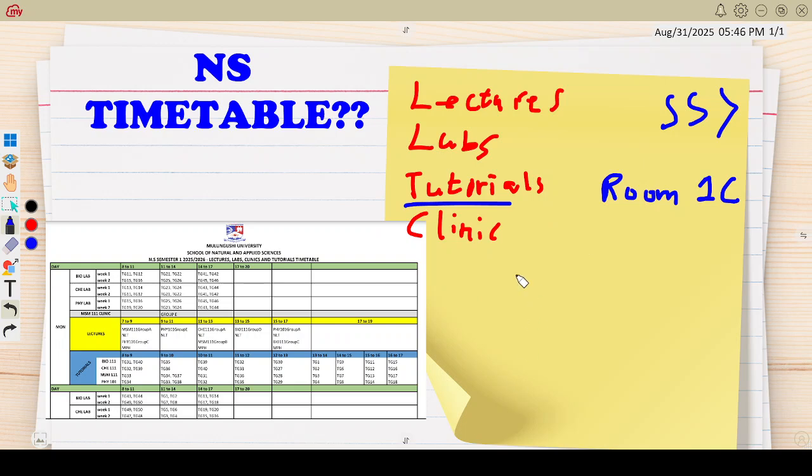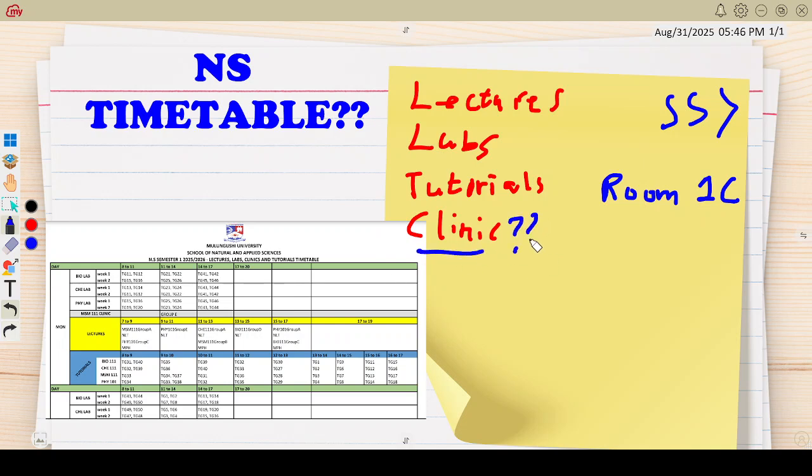I won't go on to say much. Yeah, so that's how it is. You just look for a venue. It's not indicated, because if they were to put venues, then those who are in other programs, it would be clashing.